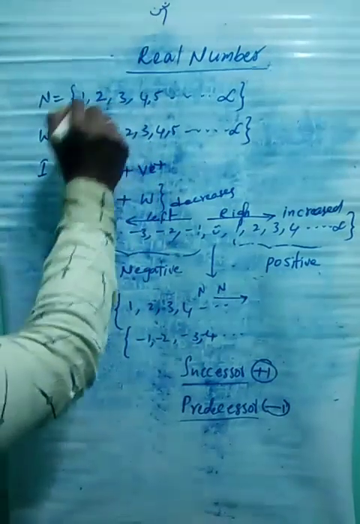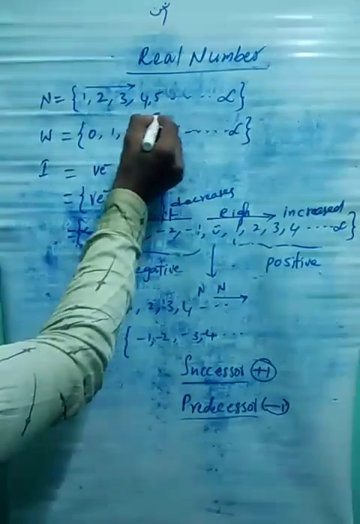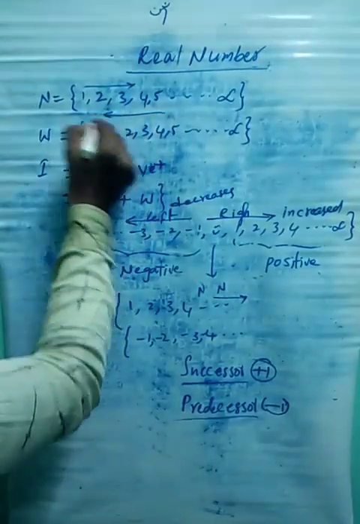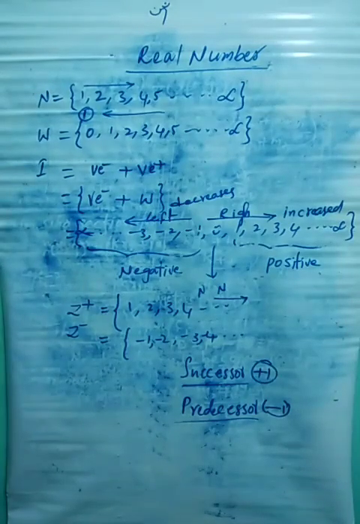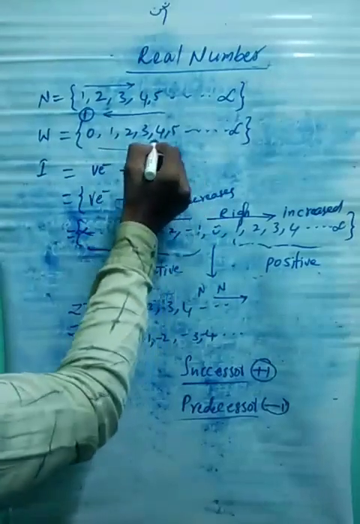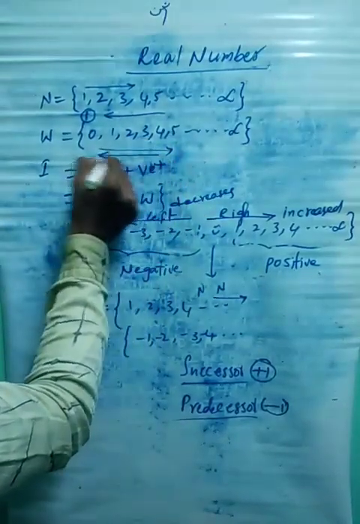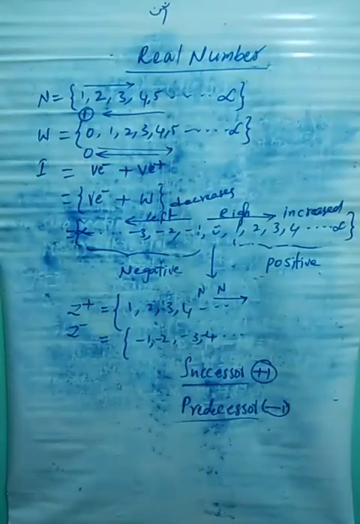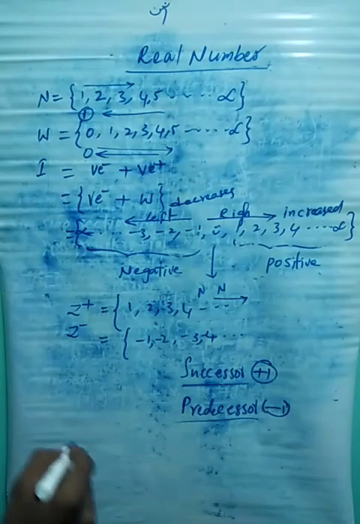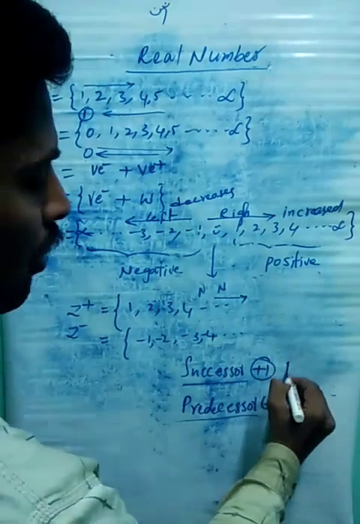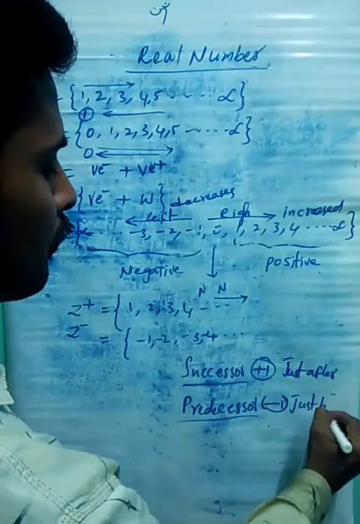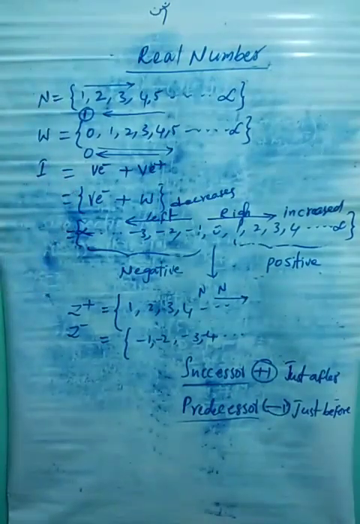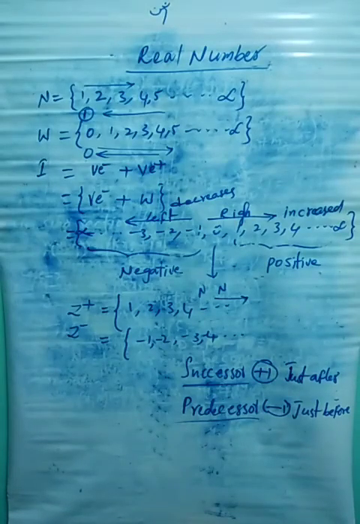But you observe here, every natural number has a successor, and every natural number has a predecessor except 1. 1 has no predecessor because it starts from 1, with no other number before it. In the same way, every whole number has a successor and every whole number has a predecessor except 0. Predecessor means the number just before, and successor means the number just after.